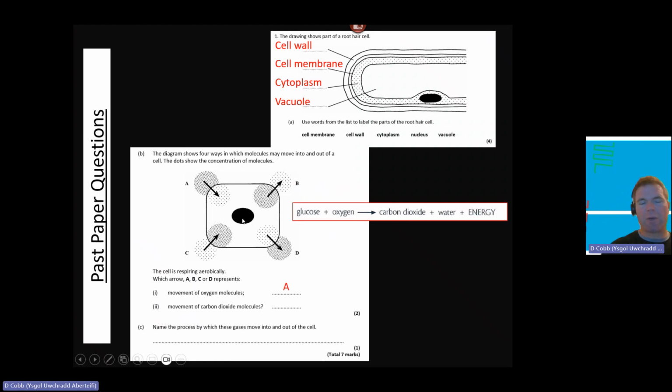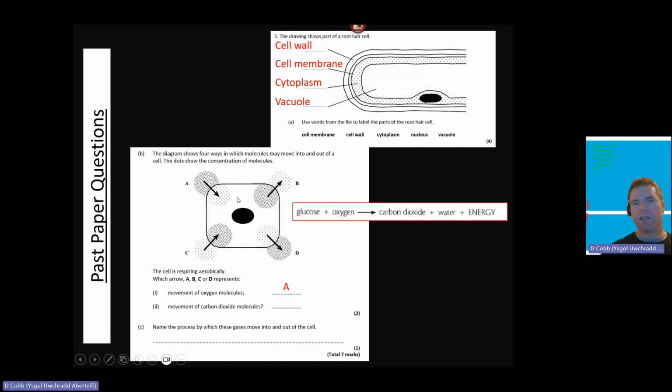So oxygen is A. How do we know oxygen is A? It's because we've shown a high concentration on the outside and a low concentration on the inside, and we've got this arrow moving in. So the first thing, we know that this is diffusion, and we know that oxygen moves by diffusion. We know it's diffusion because it's going from a high concentration to a low concentration. It could also be B, that's going from a high concentration to a low concentration. It couldn't be C because that's going from low to high, and it couldn't be D because it's going from low to high. So it's A or B.